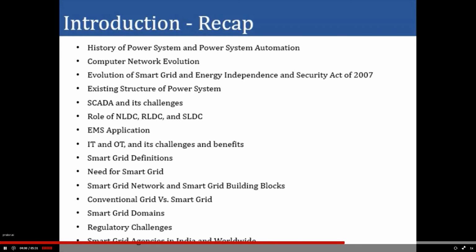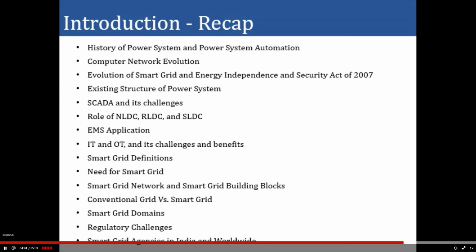Then we discussed the various smart grid domains as suggested by NIST, that is smart transmission, distribution, consumer, generation, service provider, market, and operations. So those smart grid domains are part of the further journey of our smart grid technology in this course. Then we discussed various regulatory challenges the various regulatory agencies are facing in the implementation of smart grid technology and how it can be addressed.